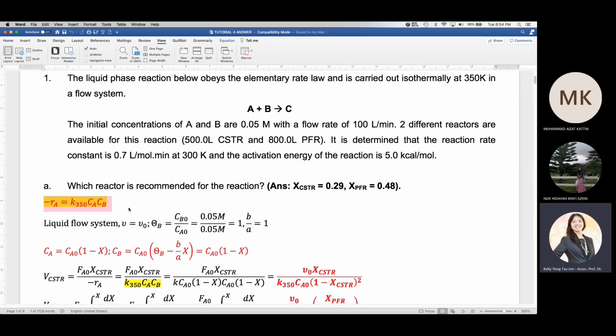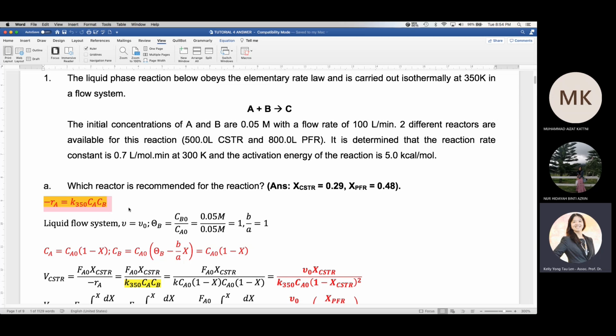So contohnya dalam soalan, dalam test ke dalam exam, if let's say you cannot solve the entire question pun tak apa. But make sure you write down information yang kamu tahu. Macam contoh ni kamu tahu rate law, dia kata elementary rate law. Okay, so you write down the rate law. Minus RA equals to KCACB.